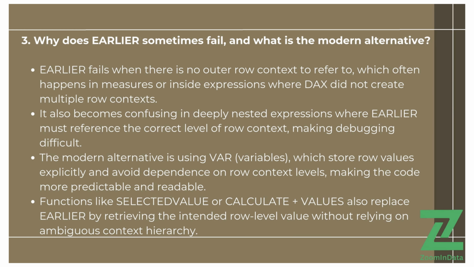Third question. Why does EARLIER sometimes fail, and what is the modern alternative? EARLIER fails when there is no outer row context to refer to, which often happens in measures or inside expressions where DAX did not create multiple row contexts. It also becomes confusing in deeply nested expressions where EARLIER must reference the correct level of row context, making debugging difficult. The modern alternative is using VAR, variables, which store row values explicitly and avoid dependence on row context levels, making the code more predictable and readable.